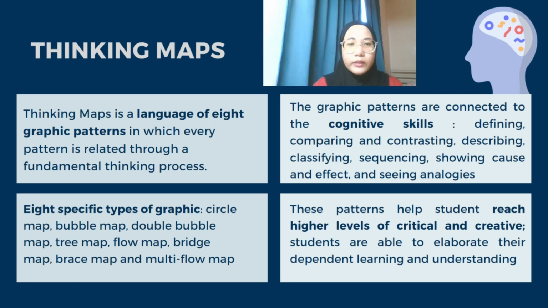So for the first one, I will explain about the meaning of thinking maps. So what is the meaning of thinking maps actually? Based on the article Hurley 2009, thinking map is the language of a graphic pattern. So a graphic pattern is related through fundamental thinking process. Why is it related with thinking process?